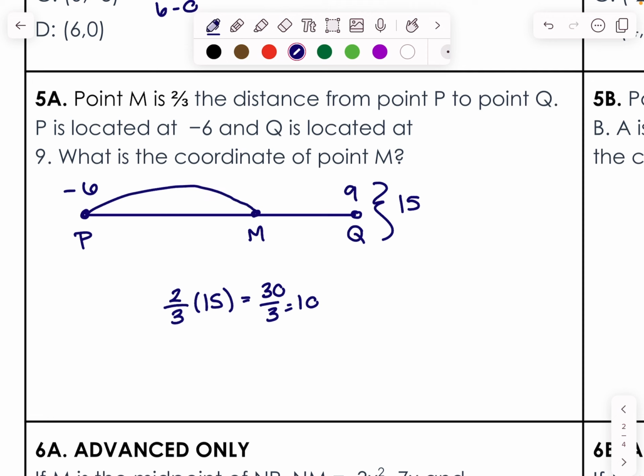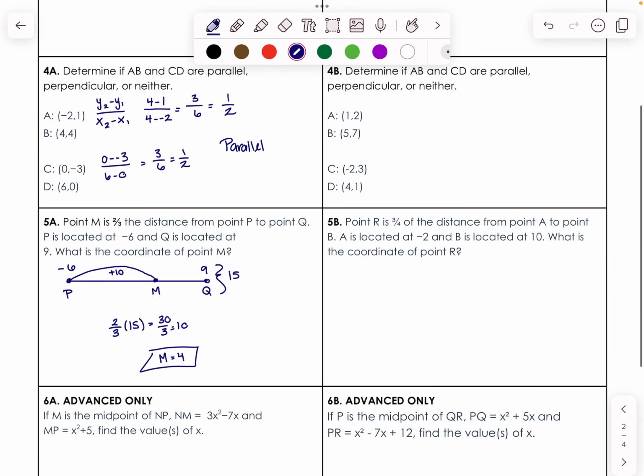So I know that M is 10 away from P, so -6 plus 10 is going to be 4. So M is at 4. Okay, and then y'all would do 5B.